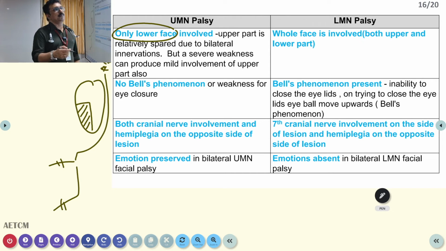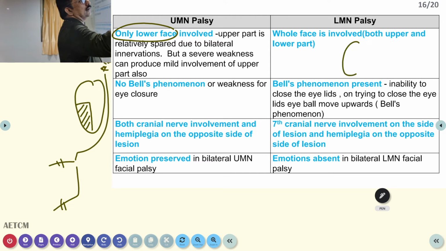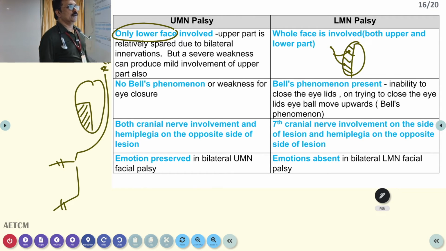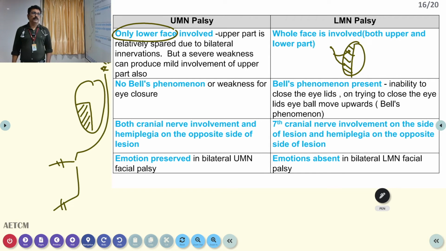Whereas in LMN type of facial palsy, from the pons or in the cranial nerve itself, from the right side it is coming. Both the right side upper and lower part of the face are involved. So that is the most important finding you are going to see between LMN facial palsy and UMN facial palsy. LMN facial palsy means the whole face is involved, the whole upper part and lower part of the face. Whereas in UMN facial palsy, the upper part is relatively spared.